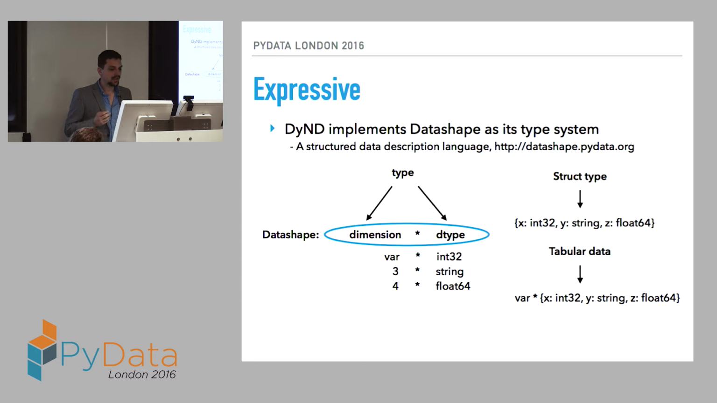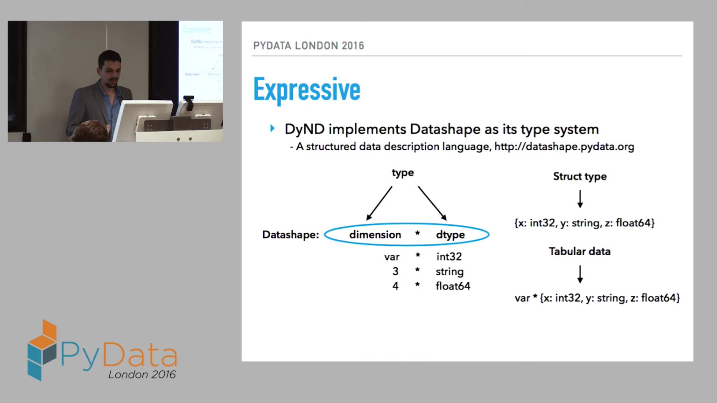And this is a structured data description language. The key difference from something like NumPy is that the dimensions and the dtype are combined into the type. So whereas NumPy has the shape and the dtype, we've just combined them all together. So I have examples here.